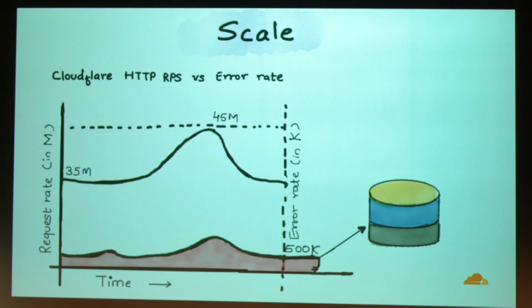To give an idea about the scale at which Cloudflare operates, we serve about 35 to 45 million HTTP requests per second, out of which around 500 to 800,000 requests fail per second. These failures can be due to improper request issues or origin server error, misconfiguration by user, network issues, or various other reasons. These error logs are used by the customer support team as the starting point to triage any customer issues.